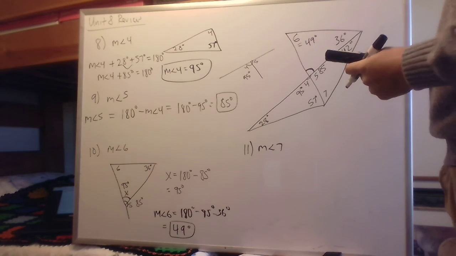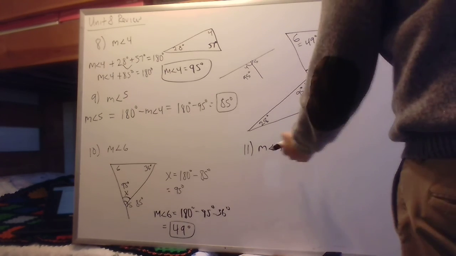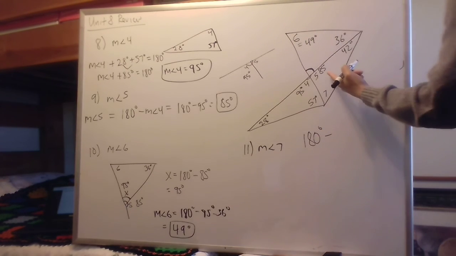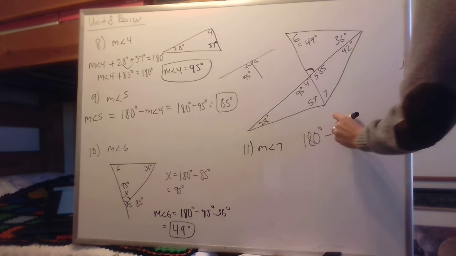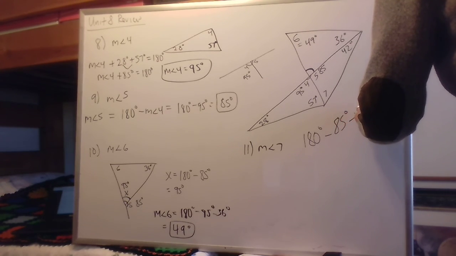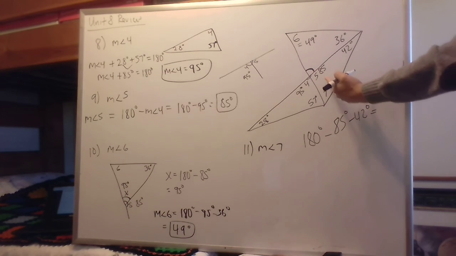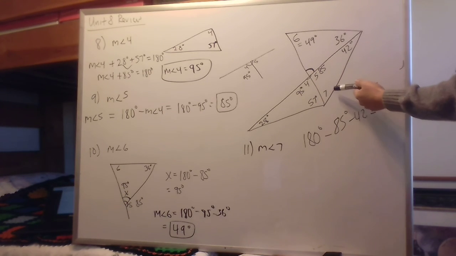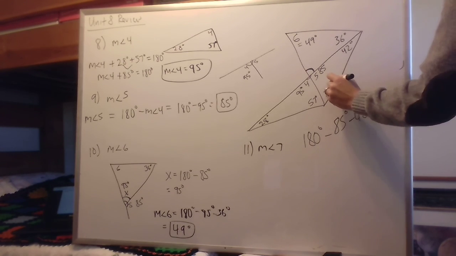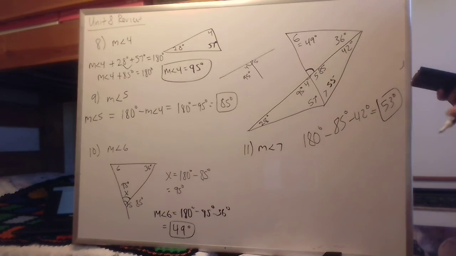Awesome. And lastly, for angle 7, we're going to take 180 degrees and subtract 85 and 42 degrees, and that will give us the measurement of angle 7. Again, 180 minus 85 and 42. And that's going to give us 53 degrees. So the measurement of angle 7 is 53 degrees.